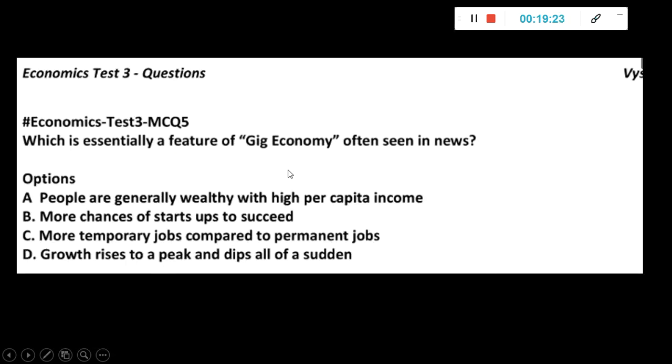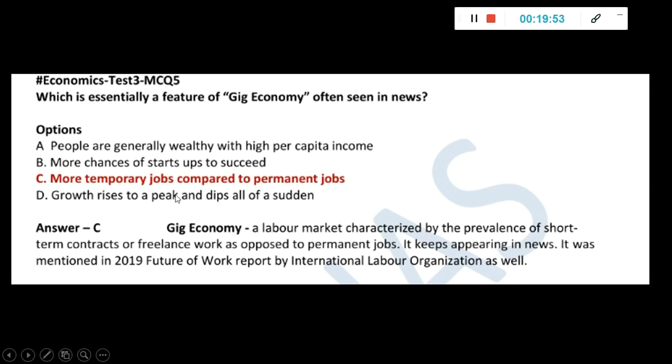Which is essentially a feature of the gig economy, often seen in news. This is mentioned in your Economic Survey also, so you should know what the gig economy is. So here it is more temporary jobs compared to permanent jobs. And for the other three options, there are words for them. Try to find out what they are.